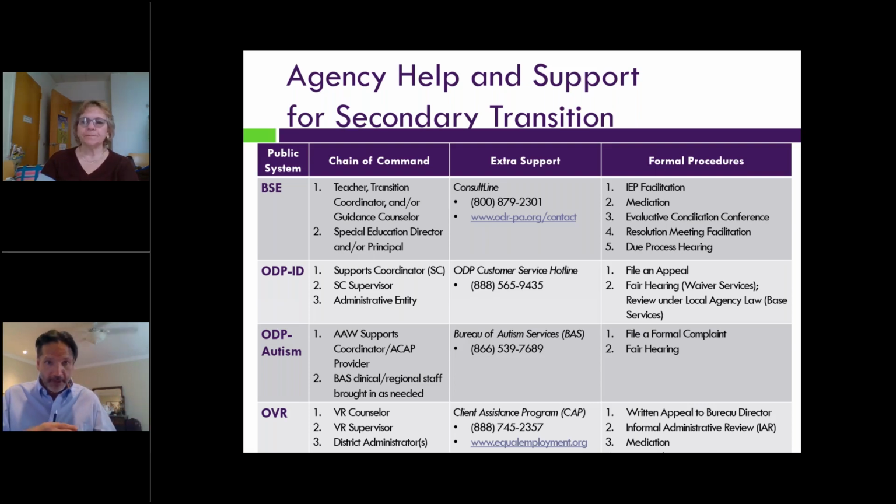We also wanted to mention the Office of Developmental Programs and Intellectual Disabilities. They have somebody called a supports coordinator, they have a supervisor, and then there's an administrative entity that oversees that. They also have a support line if you're running into some struggles working with the Office of Developmental Programs, Intellectual Disabilities at the county level. Likewise, through the Office of Developmental Programs, Bureau of Autism Supports, they have autism supports coordinators and then regional staff, and they also have a support line.